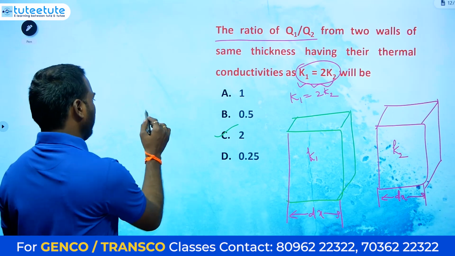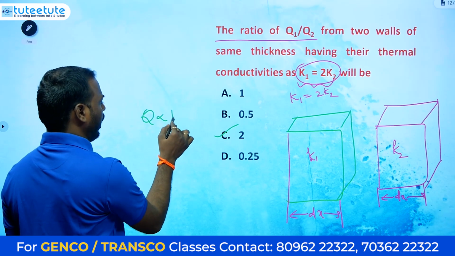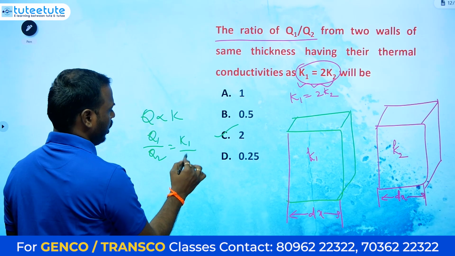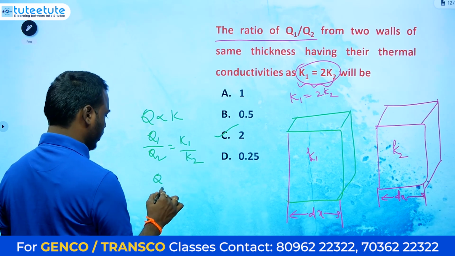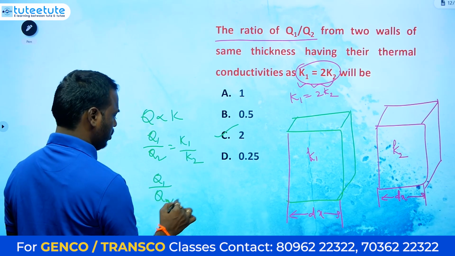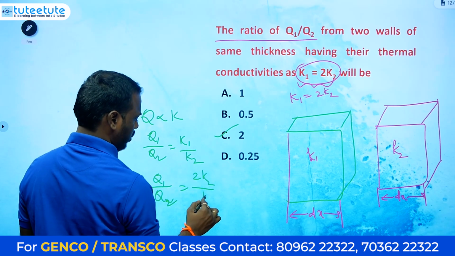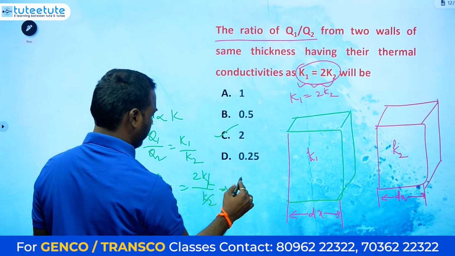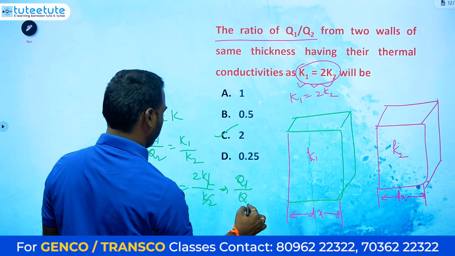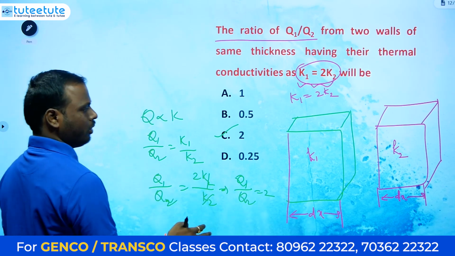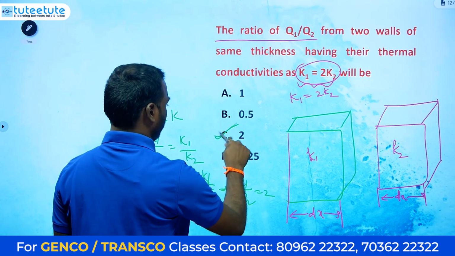Because simply Q is directly proportional to K, Q1 by Q2 is equal to K1 by K2. Or you can write that Q1 by Q2 is equal to 2K2 by K2. K2 gets cancelled, so the remaining is Q1 by Q2 is equal to 2. You can write it like this also, directly. So the answer will be 2.